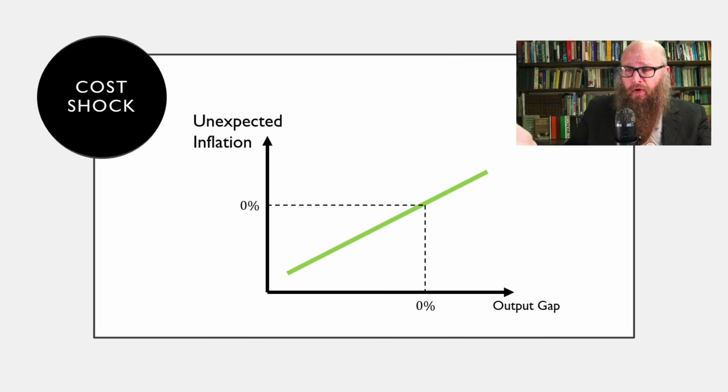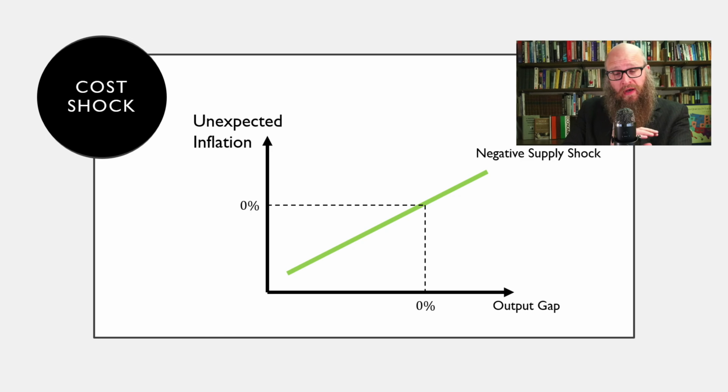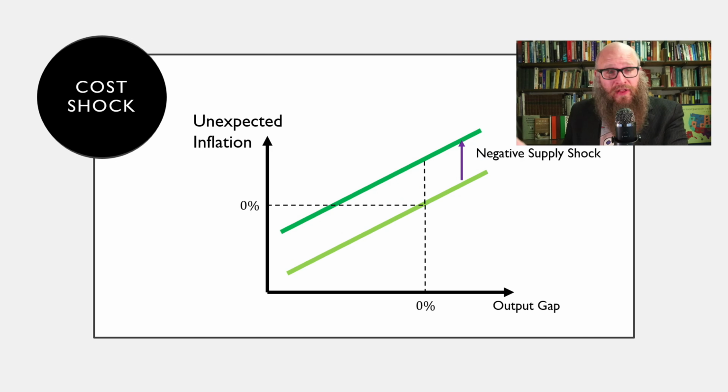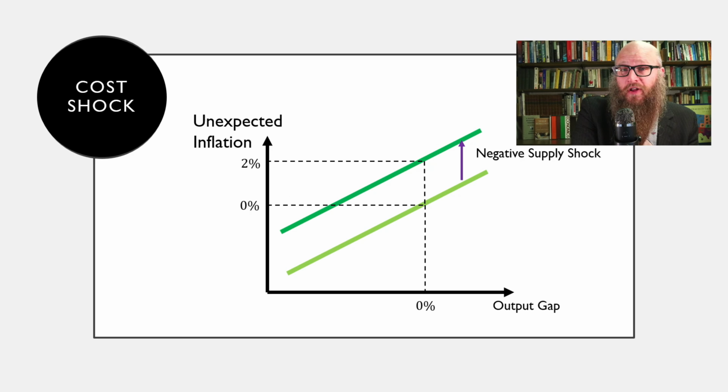So here's our beautiful little Phillips curve. We're going to have an unexpected negative cost shock. Now remember that the Phillips curve was used to model changes in demand. A negative supply shock will shift that Phillips curve up, and given everything else the same in the economy will lead to higher inflation at every output gap. Unexpected inflation is now 2 percentage points higher than the expected level.